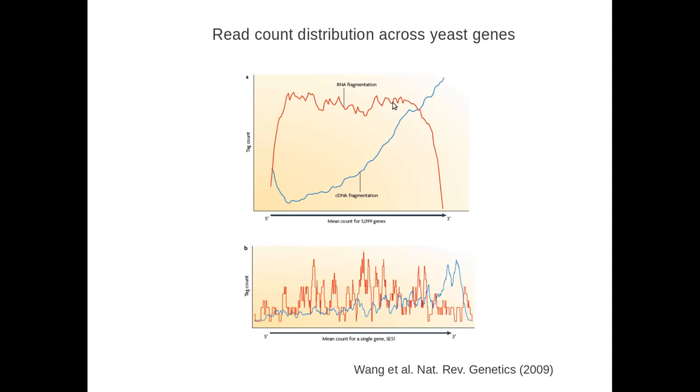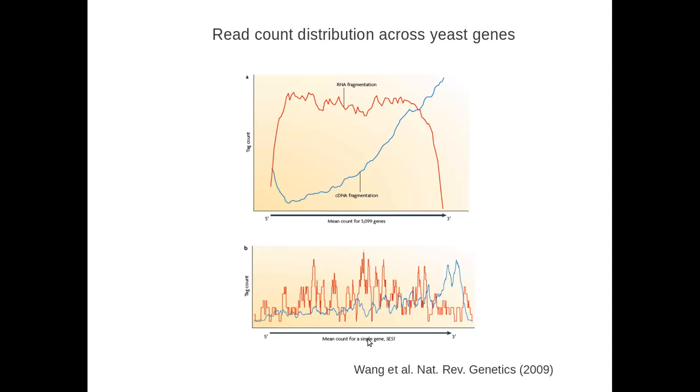So this is what count data look like across a gene. This is averaged across 5,000 yeast genes, where in red you frequently get a loss of counts at the 5' and 3' ends of the genes, but you get high read counts in the middle. Blue was using a different library preparation method using cDNA fragmentation. This is just kind of an aside, really. I really just wanted to show you the distribution of RNA fragments that you get when you do RNA fragmentation, and you get this roughly even distribution across genes.